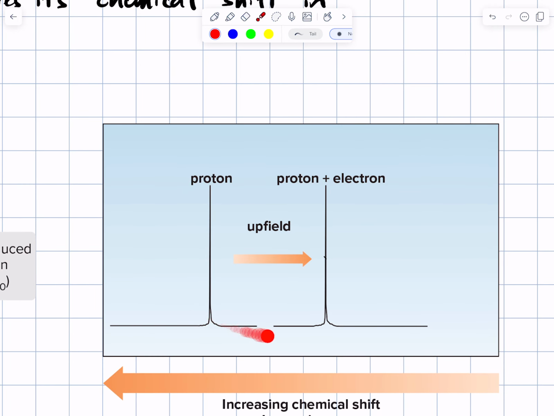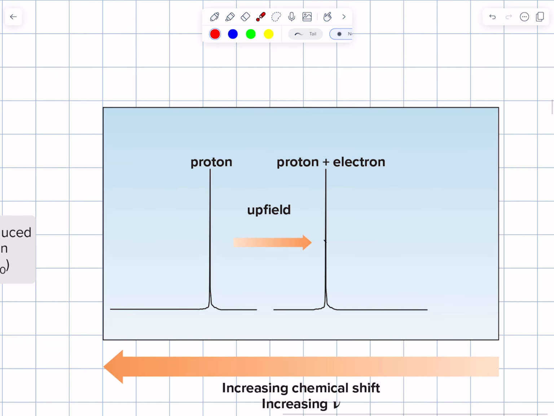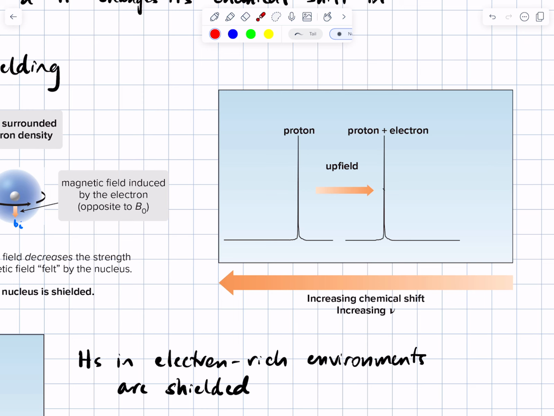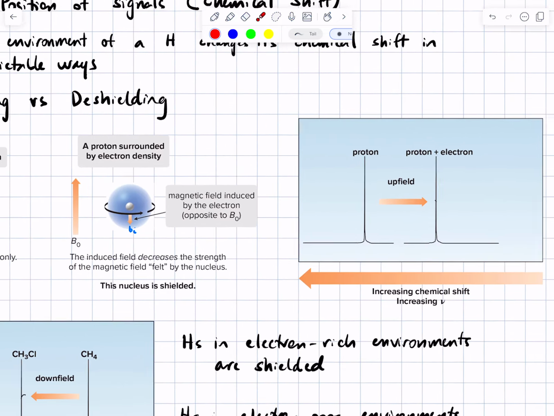This is indicated by this schematic here, where this might be where a proton on its own absorbs, but if the proton is in the presence of an electron, the electron will shield the proton from the external magnetic field, resulting in a shift of the signal for that proton towards more upfield frequencies, or lower frequencies, lower chemical shifts. So the point is that hydrogens in an electron-rich environment are shielded.